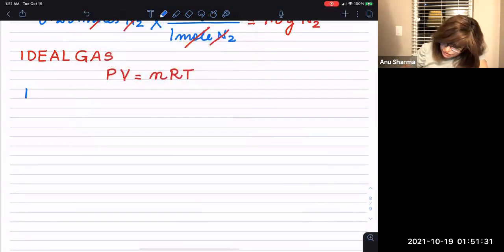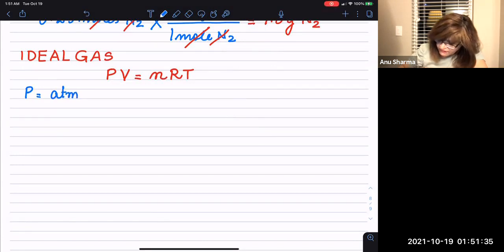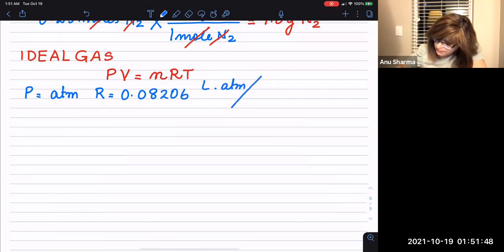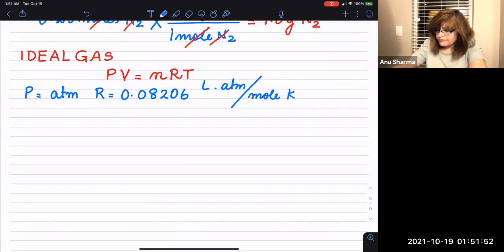When the pressure is in ATM, then the value of R is 0.08206 liters times atmosphere per mole K. Okay, this is one piece.